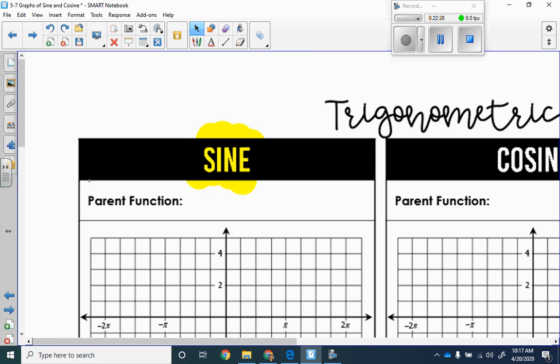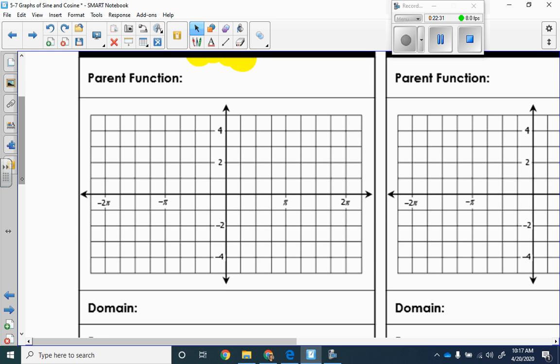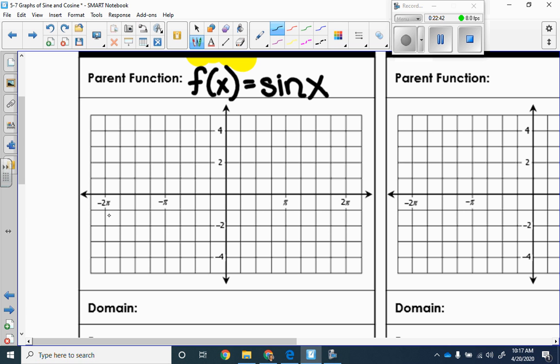Alright, so here's our sine function. Our parent function that we're going to be looking at using here is f of x is equal to sine of x. You'll notice that on your x-axis you're going from negative 2 pi to positive 2 pi, and your y-axis is going from negative 5 to 5, but we won't be using all of that. The sine function, one thing that's really important here is that it starts at 0, and then it has to get back to 0 at 2 pi.